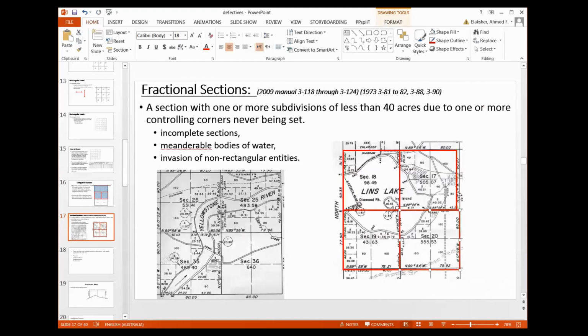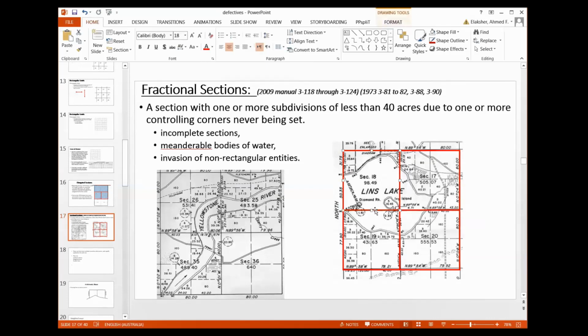So if you look here at these different sections, this Lens Lake is taking part of section 17. So that's why it's an incomplete section or a fractional section. You look at this part, the southwest quarter, it can't be subdivided actually. It has less than 40 acres. Same thing here, for all the different quarters here, and so on. So you can see that.